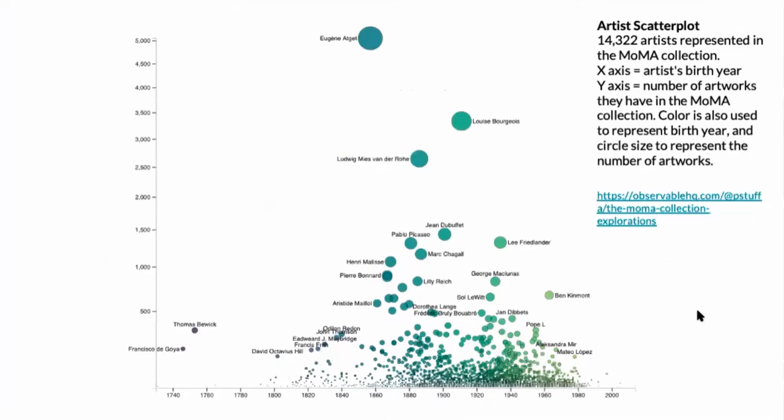So this is a nice example of the MoMA collection. So this is modern art, and this is just a scatterplot which is showing the 14,000 artists represented in the collection, where birth year is going horizontally and the number of artworks is going vertically, and they've also sized the dots by the number of artworks. So this very quickly gives an idea of what's in the collection, who's represented in the collection.